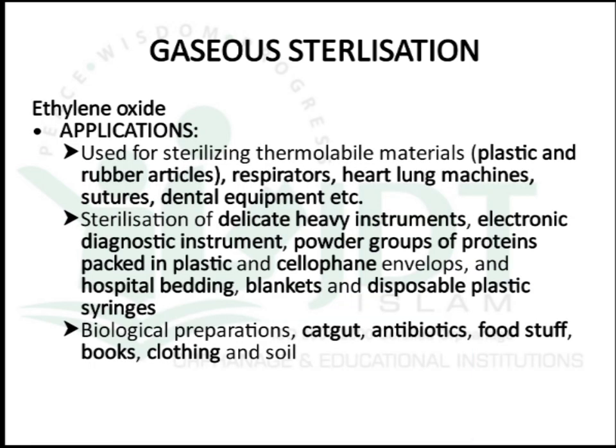Now, applications of ethylene oxide. This is used for the sterilization of thermolabile materials like plastics, rubbers, respirators, heart-lung machines, sutures, dental equipment, and sterilization of delicate heavy instruments, electronic diagnostic instruments, powdered groups of proteins packed in plastic or cellophane envelopes, hospital bedding, blankets, disposable plastic syringes, biological preparations like catgut, antibiotics, foodstuff and clothing, and soil.